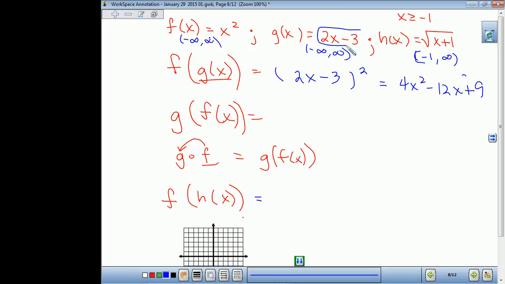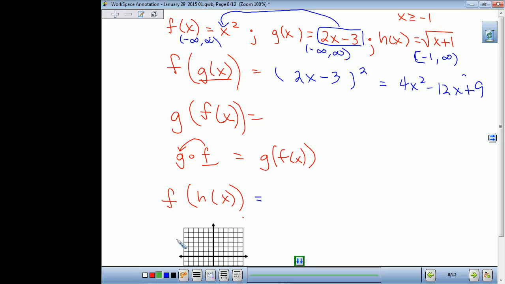Okay, what we did was we plugged g into f. G got plugged into f. So the 2x minus 3 is now what's being squared. I think we've done something similar to this like 5 minutes ago, like solving systems.